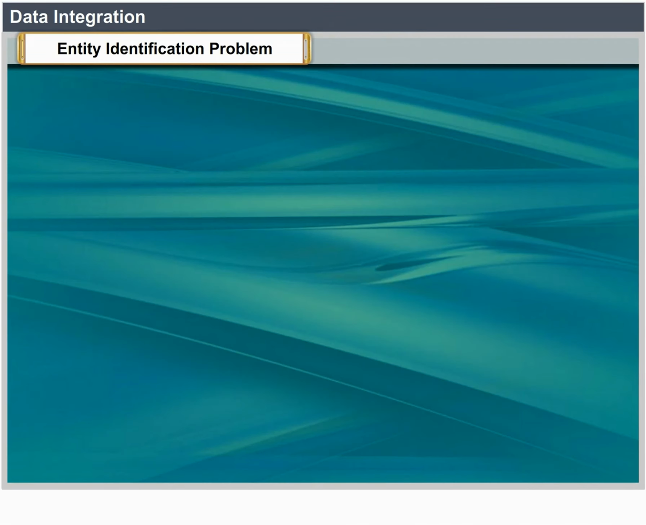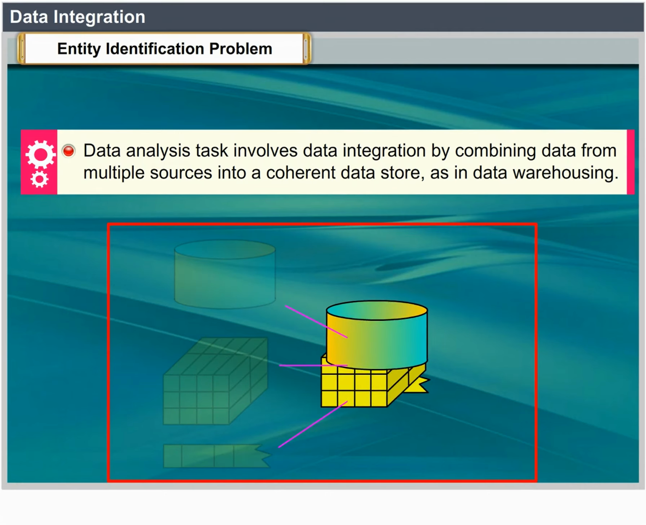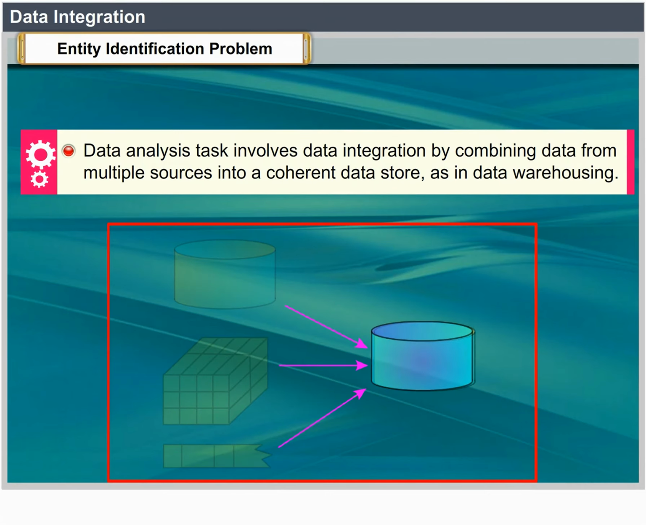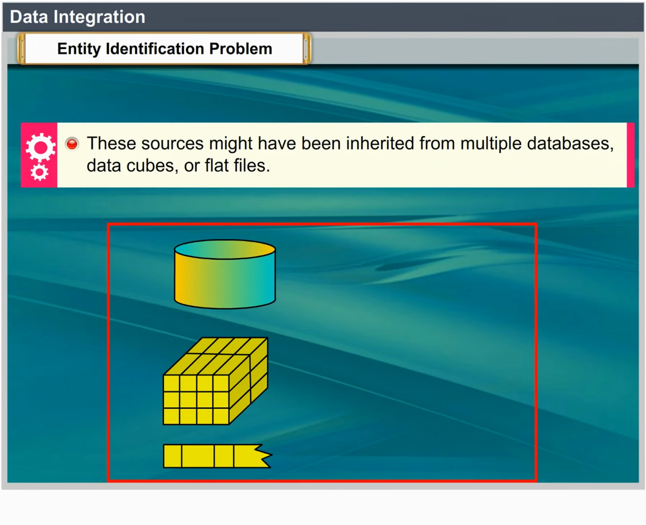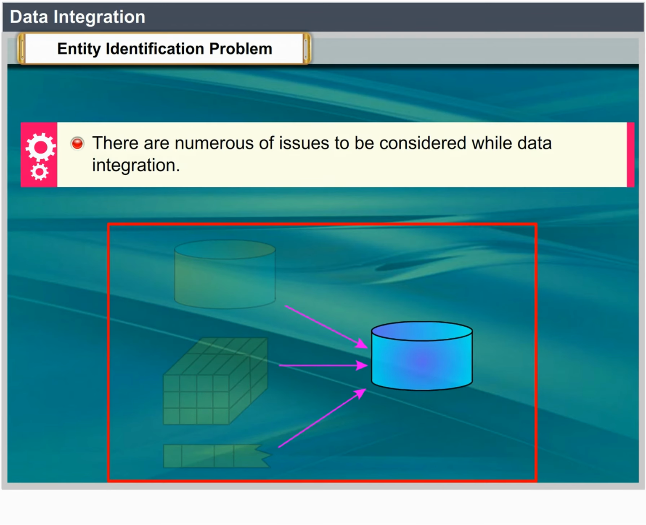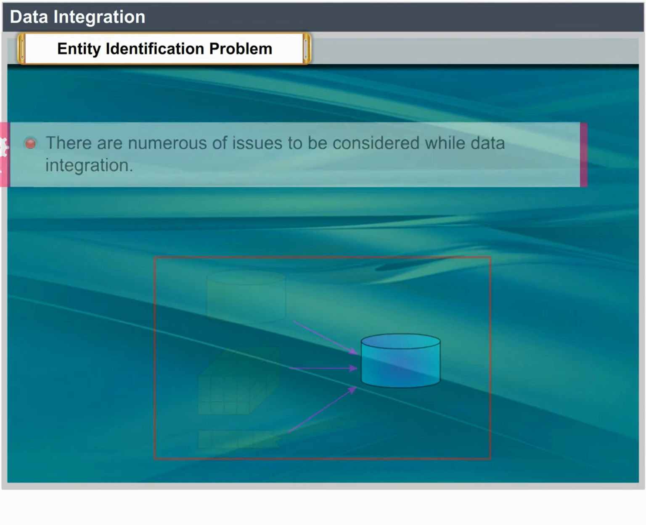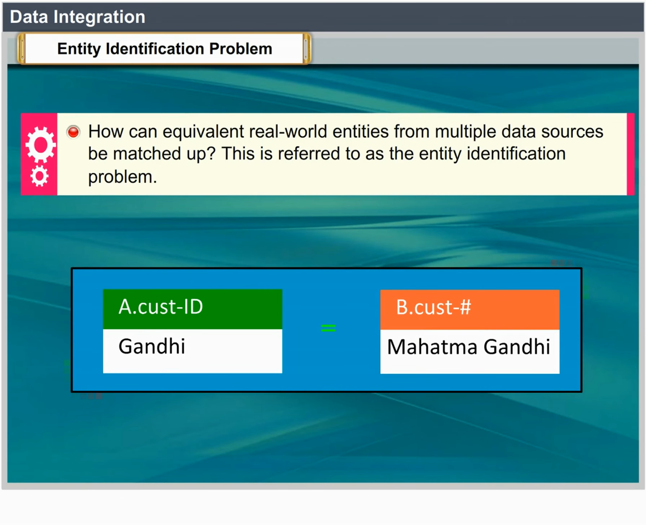Entity identification problem. Data analysis often involves data integration, which combines data from multiple sources into a coherent data store, as in data warehousing. These sources may include multiple databases, data cubes, or flat files. There are a number of issues to consider during data integration. Schema integration and object matching can be tricky. How can equivalent real-world entities from multiple data sources be matched up? This is referred to as the entity identification problem.